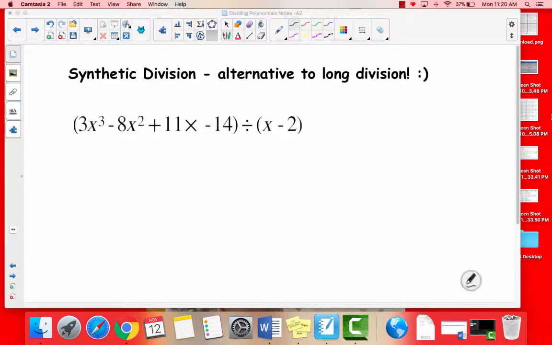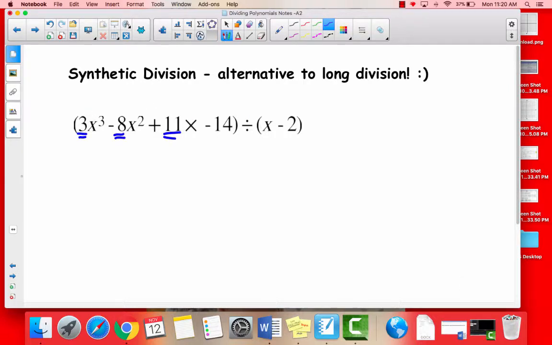So to start a synthetic division problem, what you're going to do is make sure that your polynomial is in order from the highest exponent down to the smallest. That's very important. And then we're going to just look at the coefficients. So we're going to look at all the numbers here in our equation. And what we're going to do is take those four numbers and write them in a box. So I'm going to draw my box and I'm going to put them in order from the highest degree coefficient down. So I'm going to have 3, then -8, then +11, and then -14.